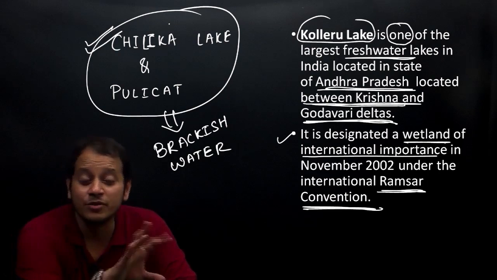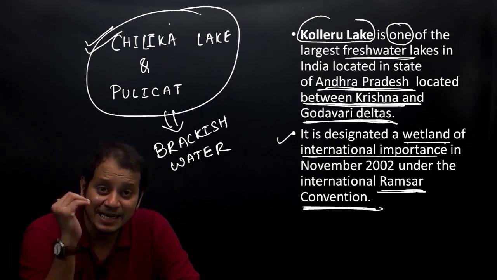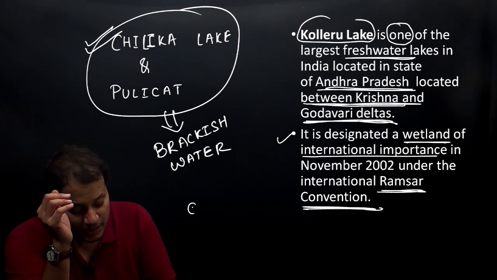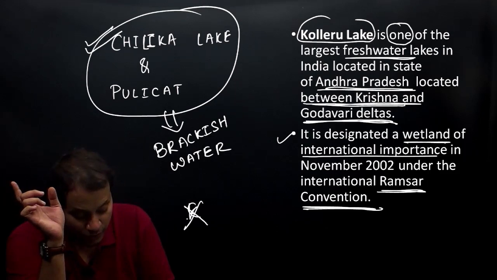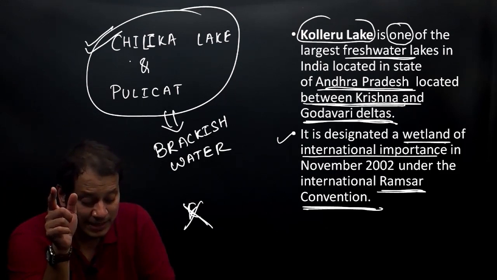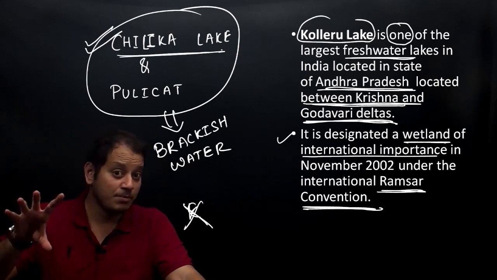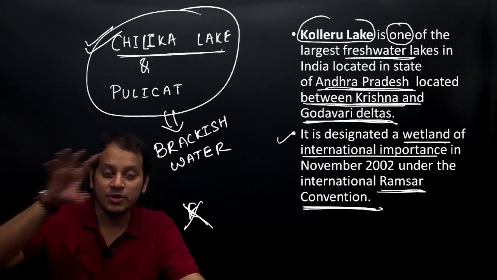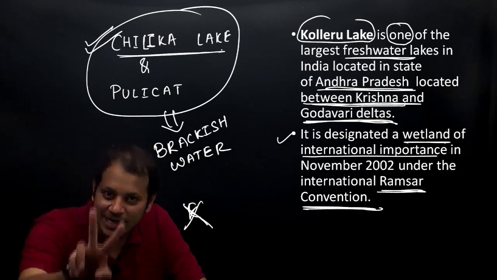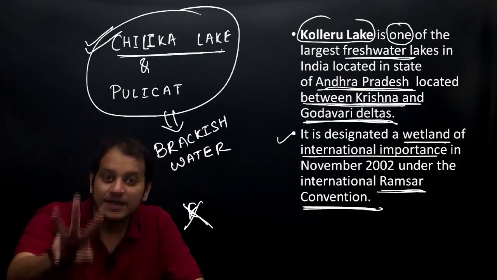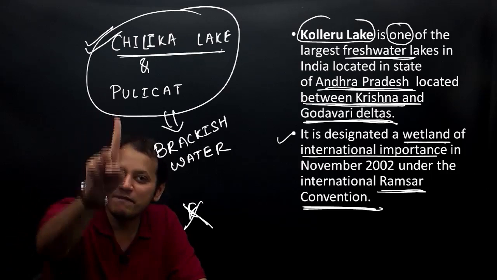So UPSC may give you confusing statements and ask which statement is true or false. For example, they can ask you that Kolleru Lake was the first wetland under the Ramsar Convention. True or false? It is false. Which was the first wetland? It is the Chilika Lake. Try to understand what I am saying. I am stressing on some points, and this can come as potential questions in the examination. Chilika Lake is a wetland, Kolleru Lake is a wetland, Pulicat Lake is a wetland. All are under the Ramsar Convention, but which is the most important? Chilika Lake. It was the first wetland.